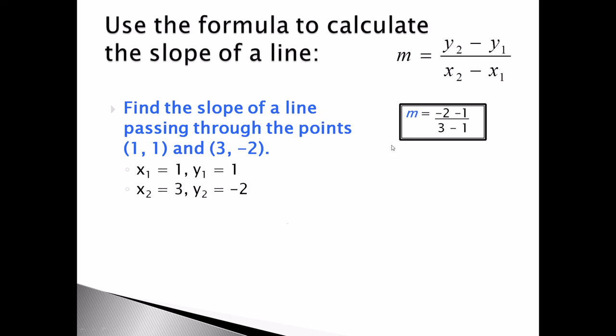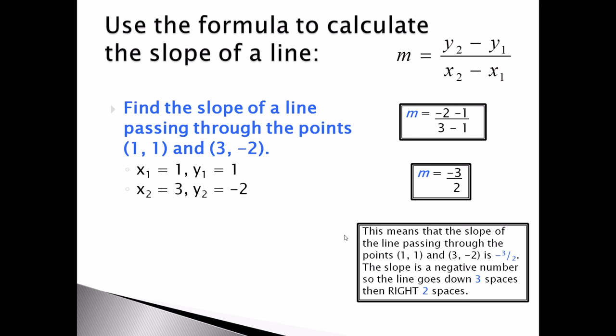Now work your integer magic. -2 take away 1. Keep, change, opposite. I think that's -3 to me. I think my numerator came -3. 3 minus 1 is 2. So I have -3 divided by 2, which is -3/2. Do not tell me that's -1 1/2. Oh no. All right. What this means, m equals -3/2.